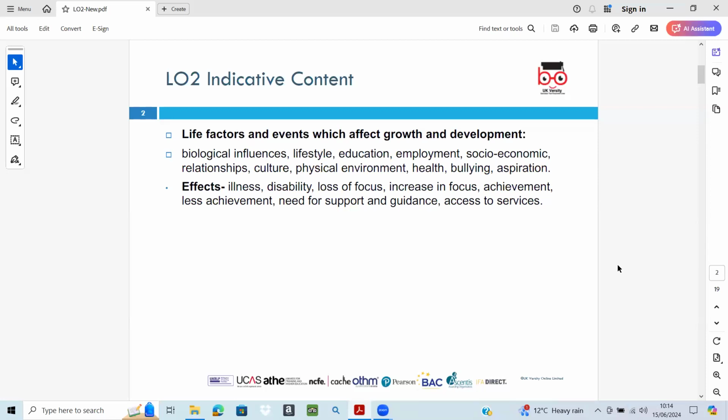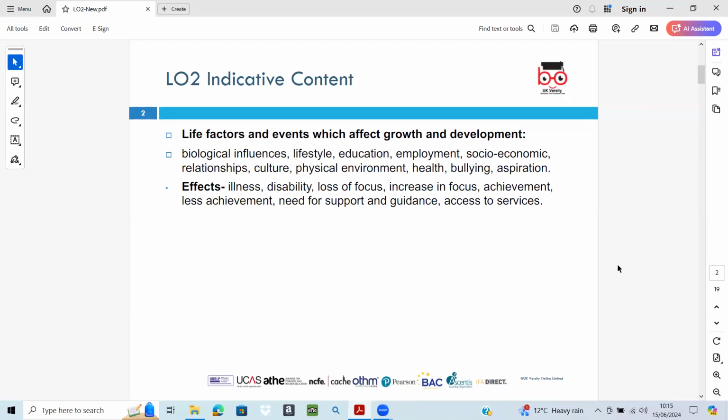Then we have the physical environment. The physical surroundings such as housing and neighborhood matter. For example, living in a safe or clean environment with access to parks and recreational facilities supports physical activity and healthy development. While poor living conditions such as overcrowded or unsafe housing can lead to stress, illness, and lack of development as well.